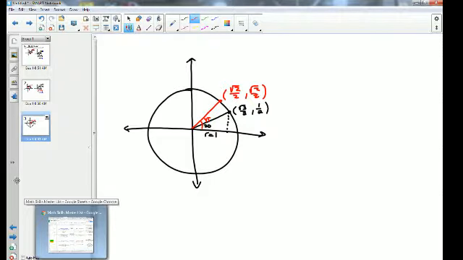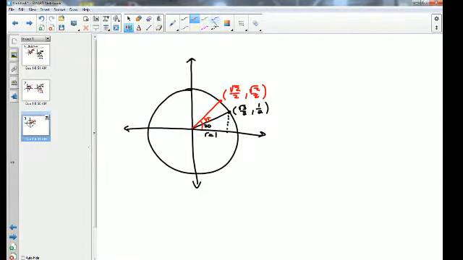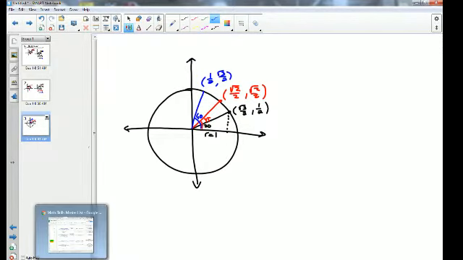We can also do 60 degrees. What are these coordinates going to be? Maybe 1/2 and the other one. Cosine 60 is 1/2. Sine 60 is root 3 over 2. Okay?